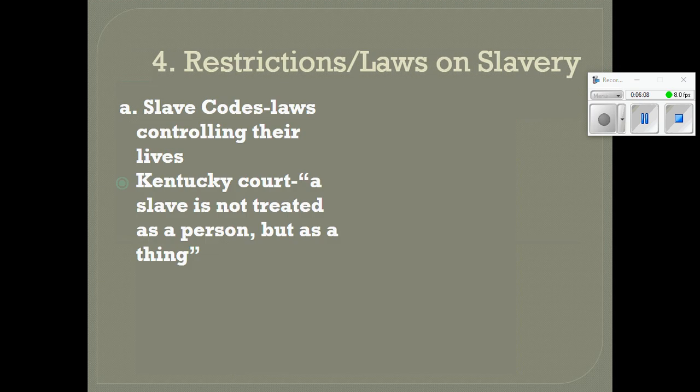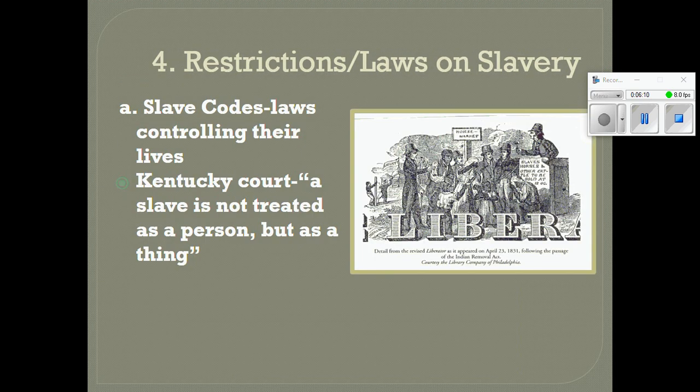So in the court system, the Kentucky court actually said in a court case, a slave is not treated as a person, but as a thing. Imagine that this is you. Imagine that a court in the United States today doesn't say you're a person, they just say you're a thing, you're property, you're basically an animal or even less than an animal. And that was a perspective that a lot of places, even in terms of law, had towards African Americans.